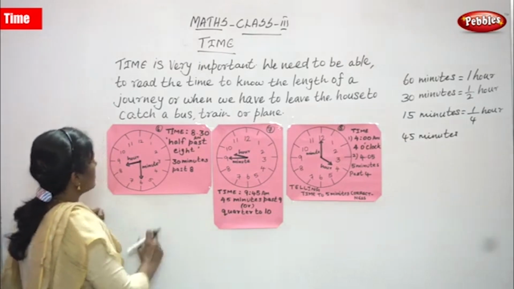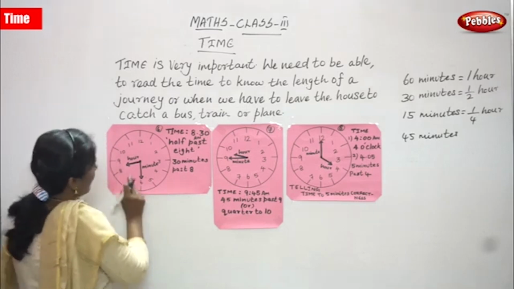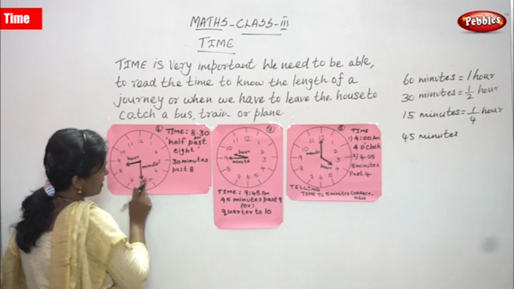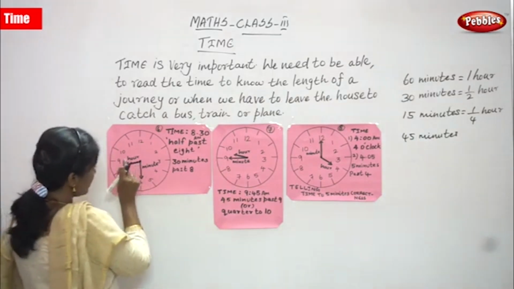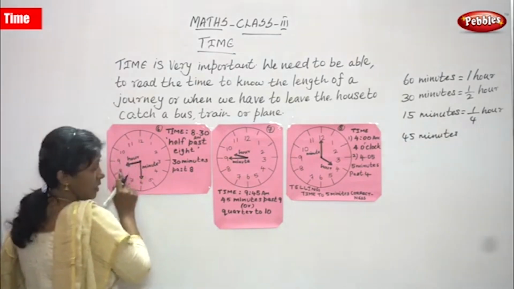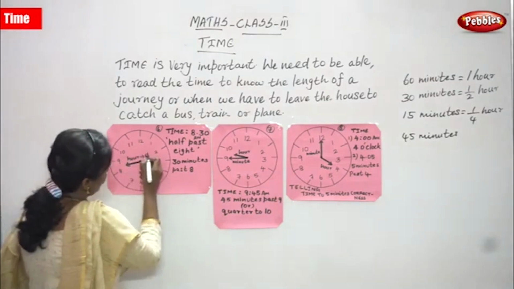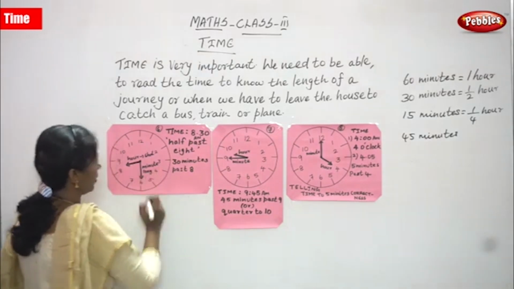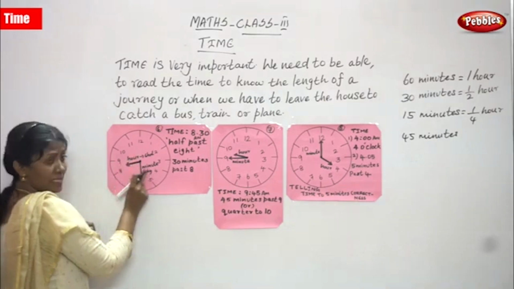Look at this hour hand and look at the minute hand. I've told you the short hand is always called the hour hand and the long hand is called the minute hand. So the short hand means the hour hand. The hour hand stands between 8 and 9. Hour hand means short hand. This is long. So short hand means hour hand and long hand means minute hand.